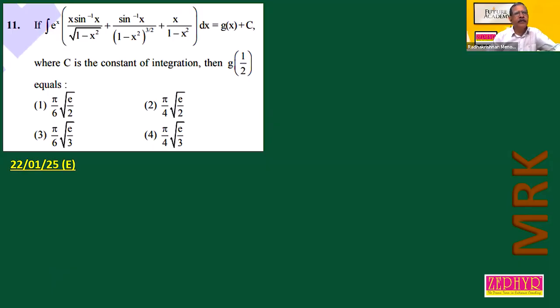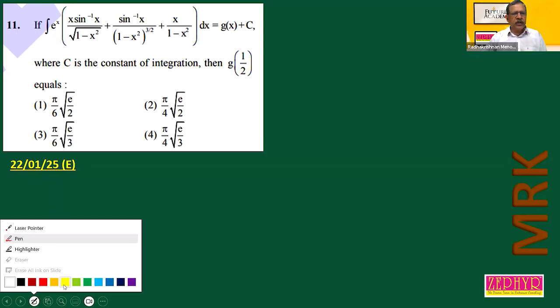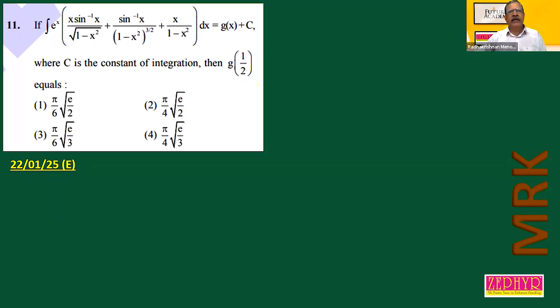Now, how can we do this question? If integral e raised to x into x sine inverse x divided by root of 1 minus x squared plus sine inverse x by 1 minus x squared whole raised to 3 by 2 plus x by 1 minus x squared.